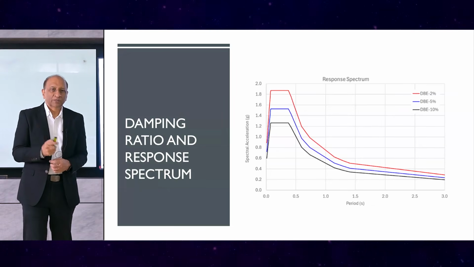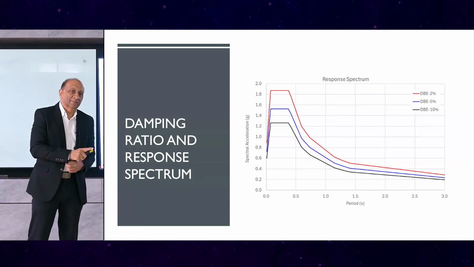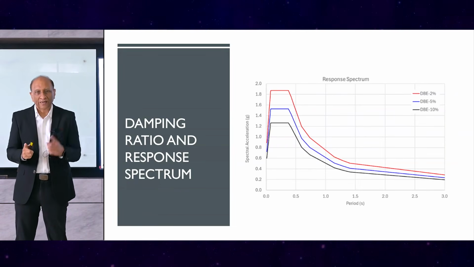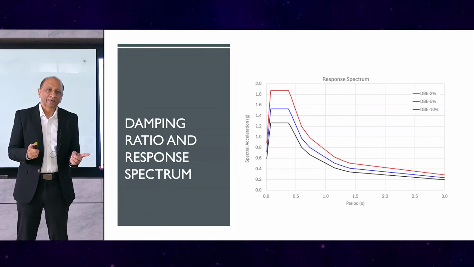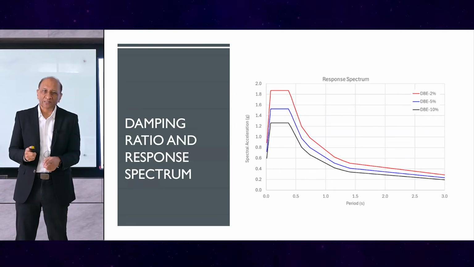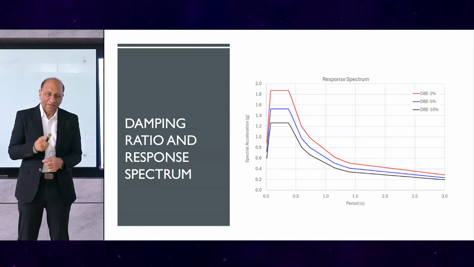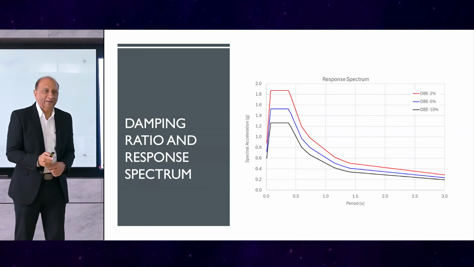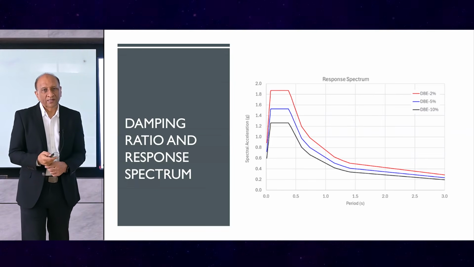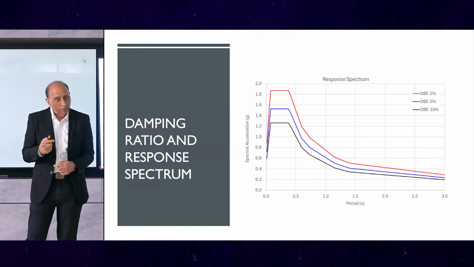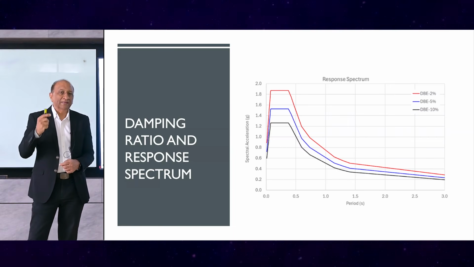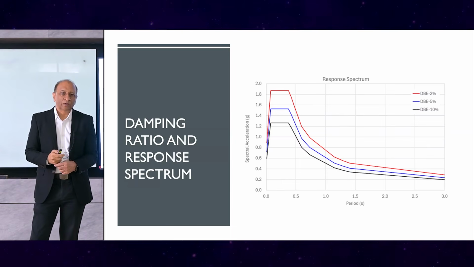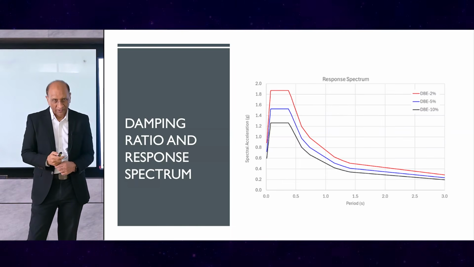Damping ratio, because the response spectrum is derived from a damping ratio and a natural period as the primary input, because with mass and stiffness being constant, these two can change. And you can see here that the change of the damping ratio significantly changes the response spectrum. So an assumed wrong damping can heavily underestimate or overestimate the response.